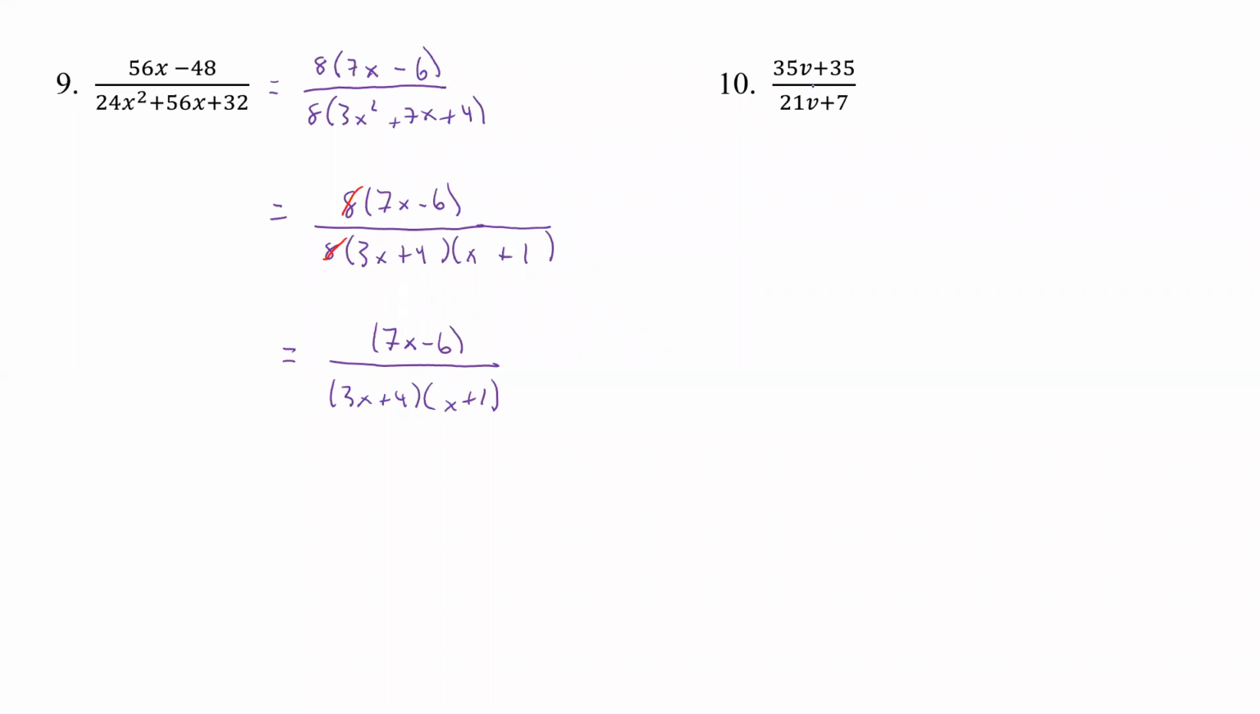All right, what about this next one? Well, it looks like we only have GCFs that we can pull out here. The numerator, we can pull out a 35. And what does that leave us? V plus 1. Now the denominator looks like a common term is 7, and that leaves us with 3v plus 1. All right, so what can we do?